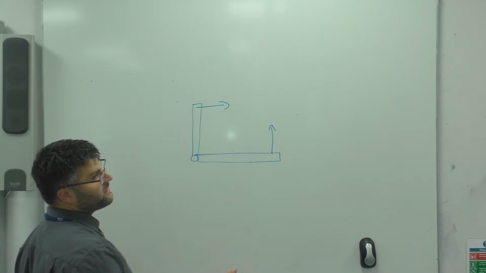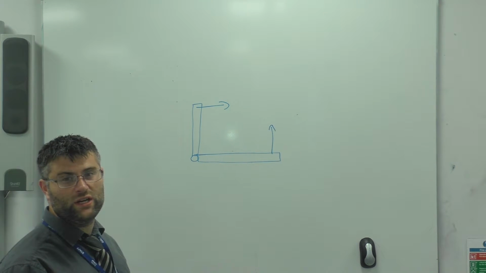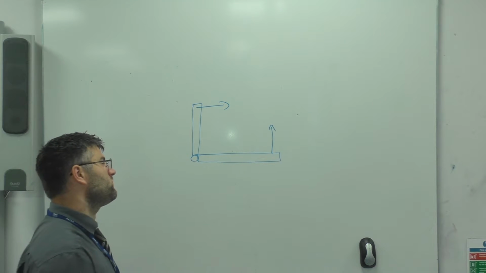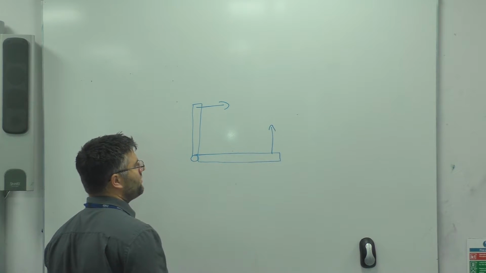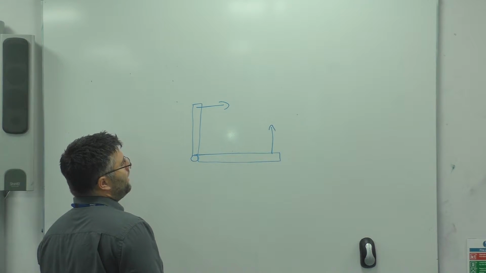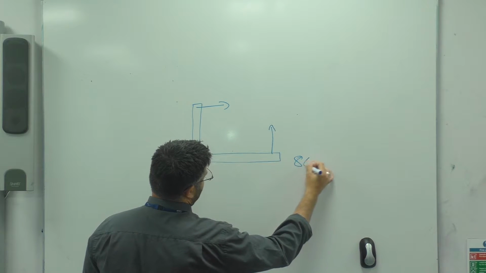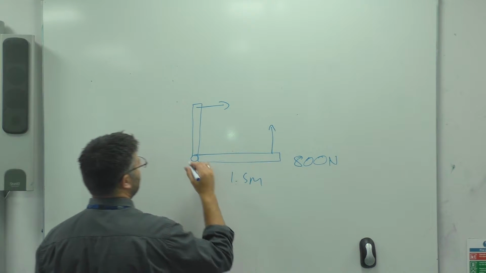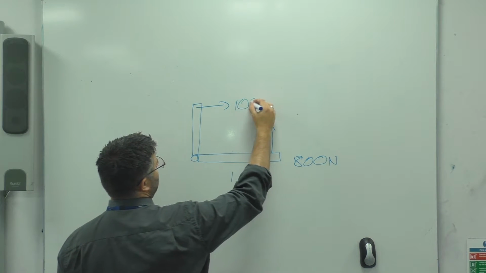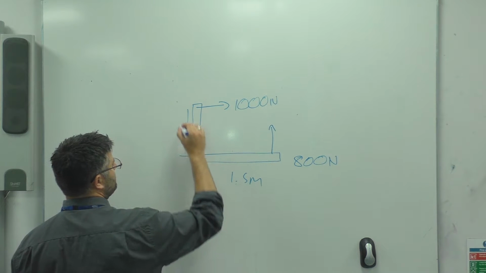This could be a rotary door or anything like that. It could be a bike handle. I've seen all kinds of examples of things where they use moments on them. So yeah, we've got a push upwards like that, and we'll say that's 800 newtons at 1.5 meters, and then we've got a push of 1,000 newtons, and we need to know the distance.